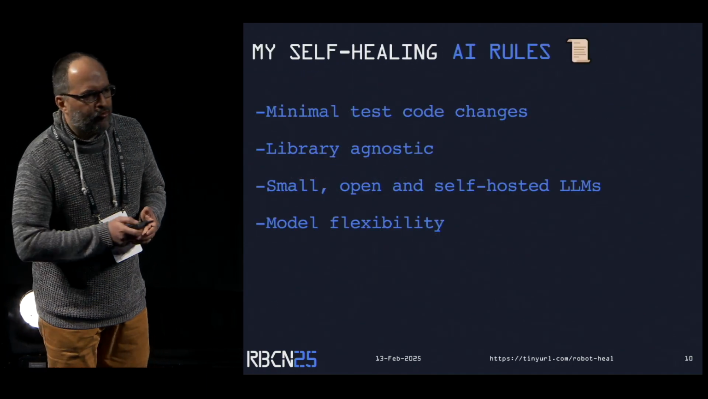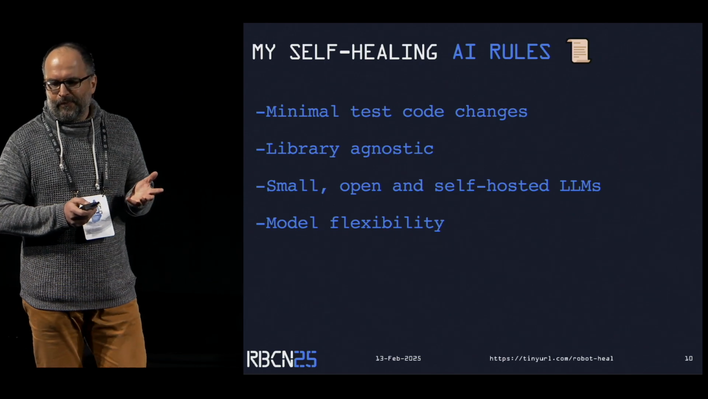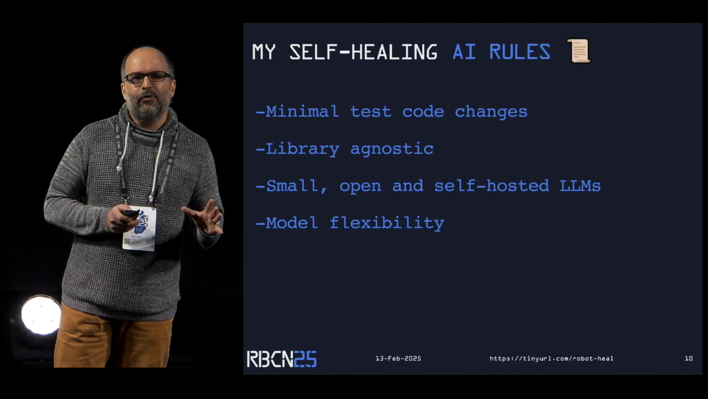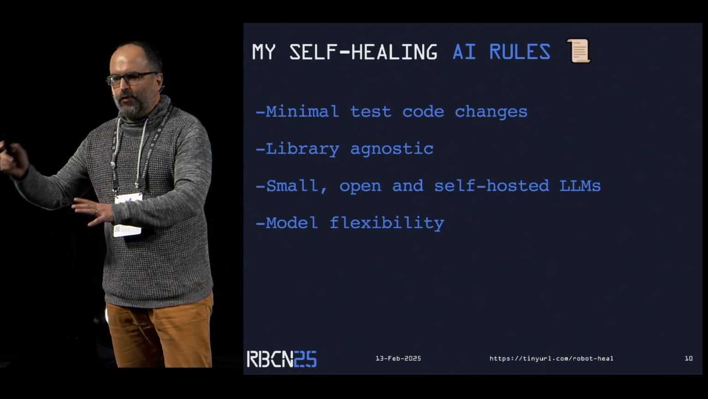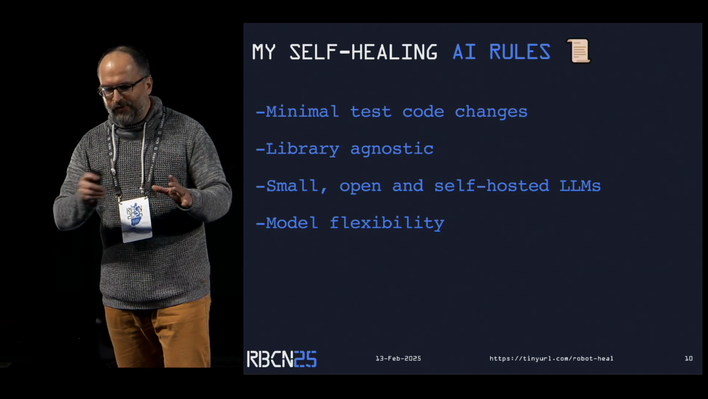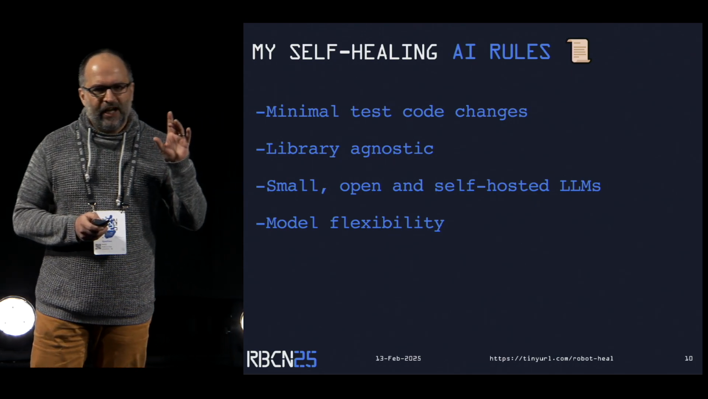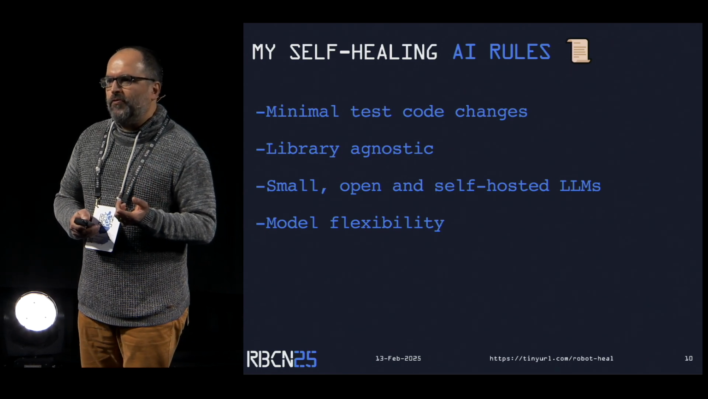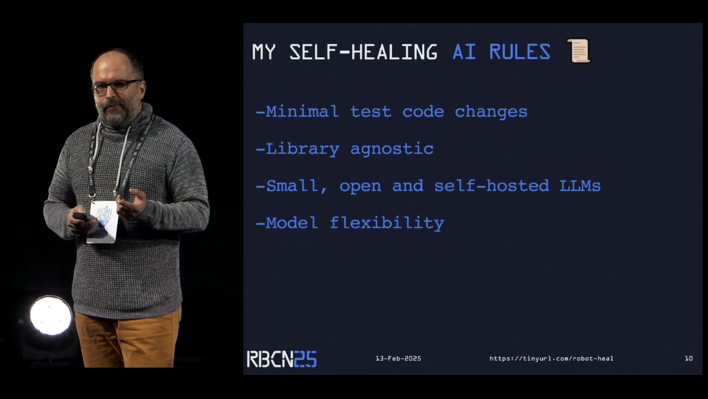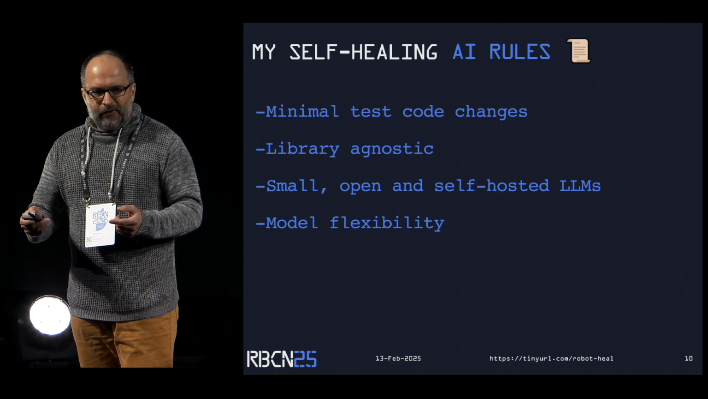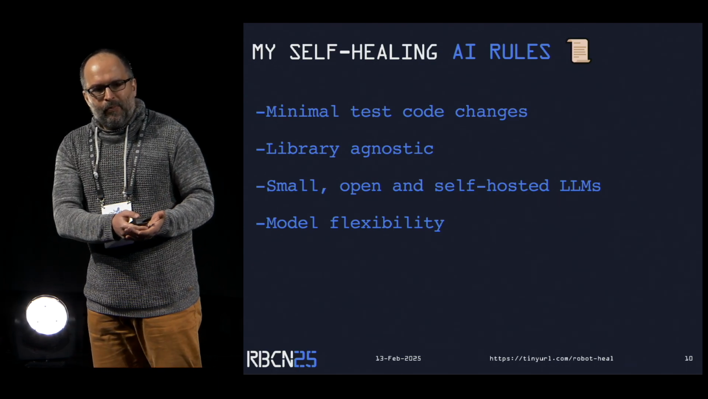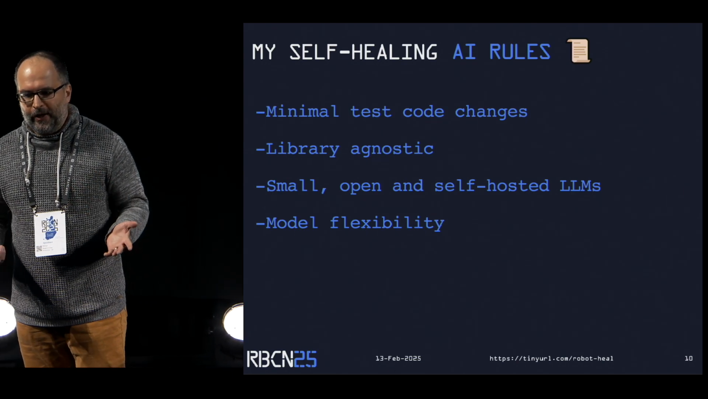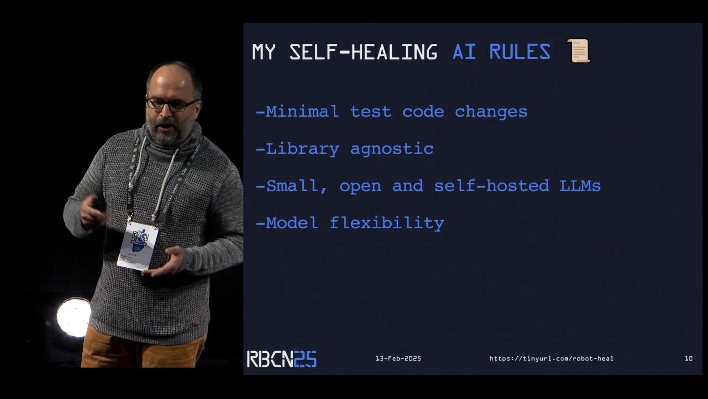Before I started my little project, I set up some rules for myself. If I wanted to do a self-healing solution, I wanted minimal test code changes. So I did not want to replace all of my selectors with variables or put them in a database. I just wanted to inject something small into my test suite. Then my approach should be library agnostic. That means it should be able to heal things like Browser library, but there should also be the possibility to do it for Selenium library or Appium. At the moment, my tool just does Browser and a bit of Appium.